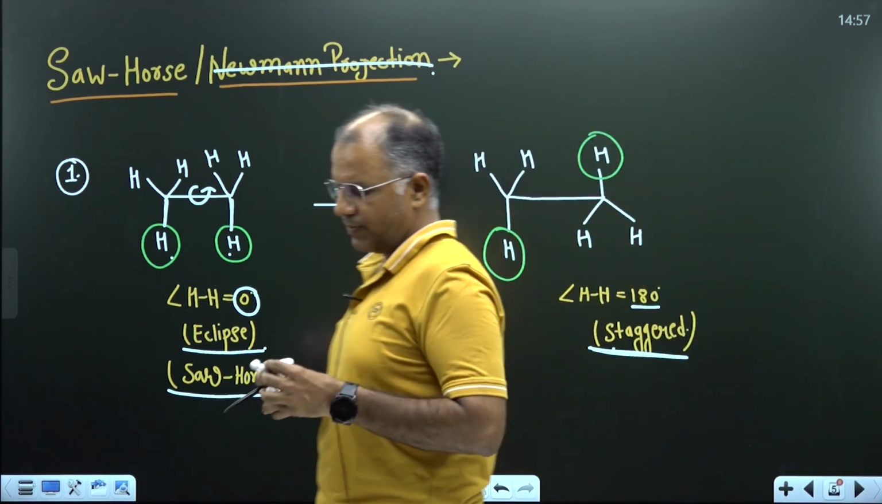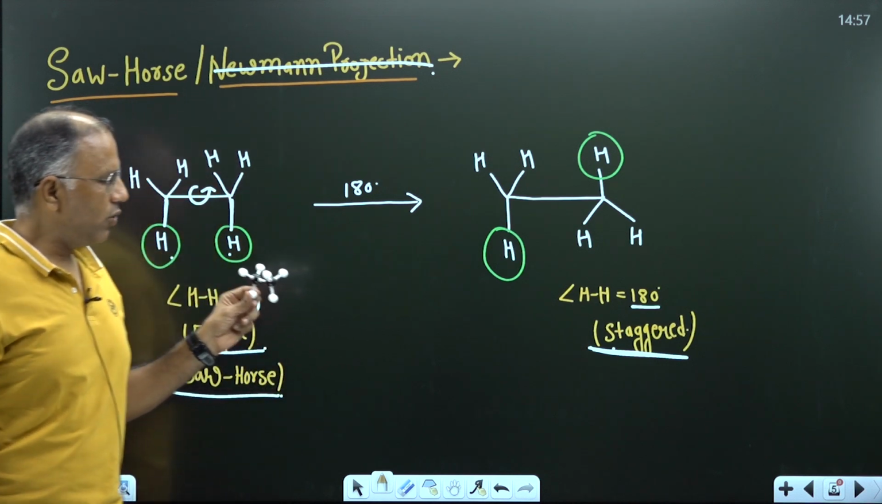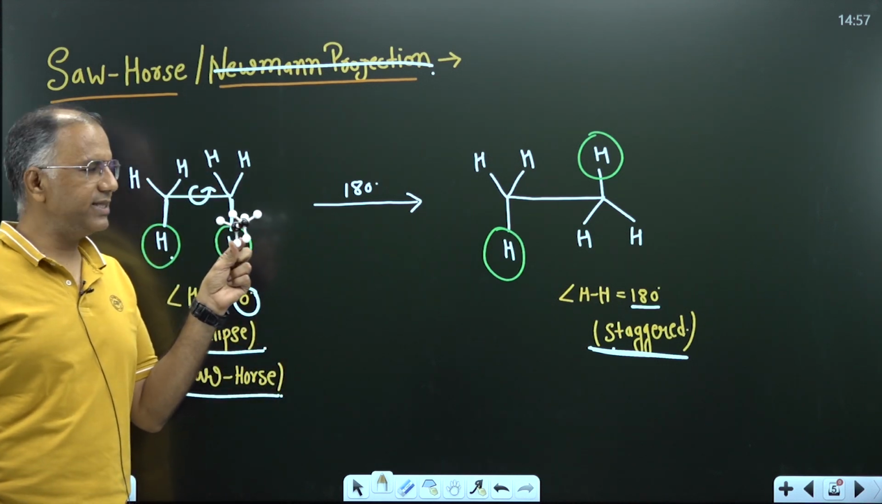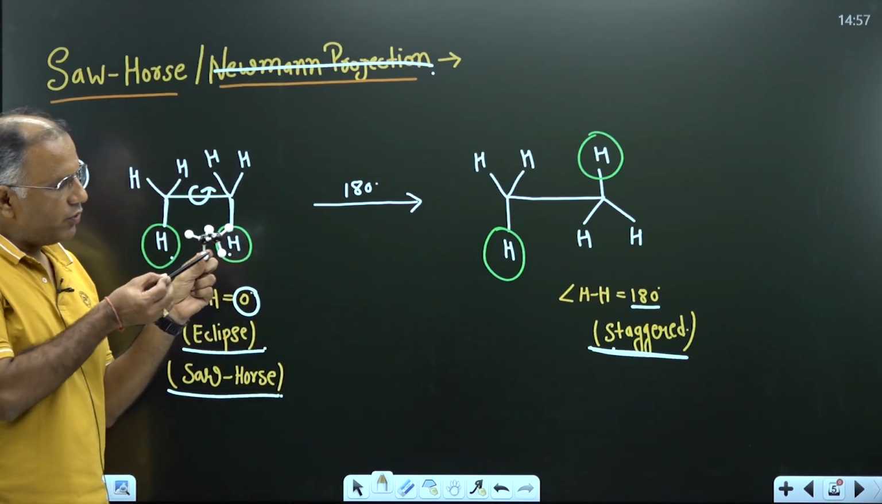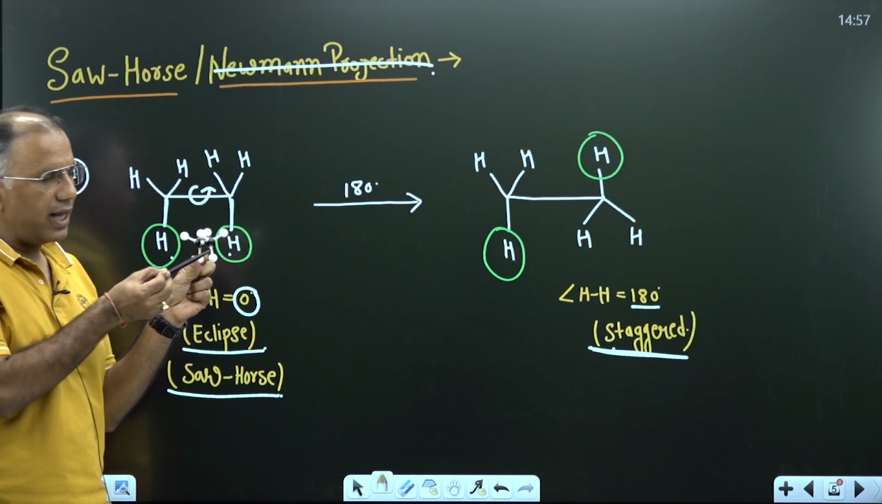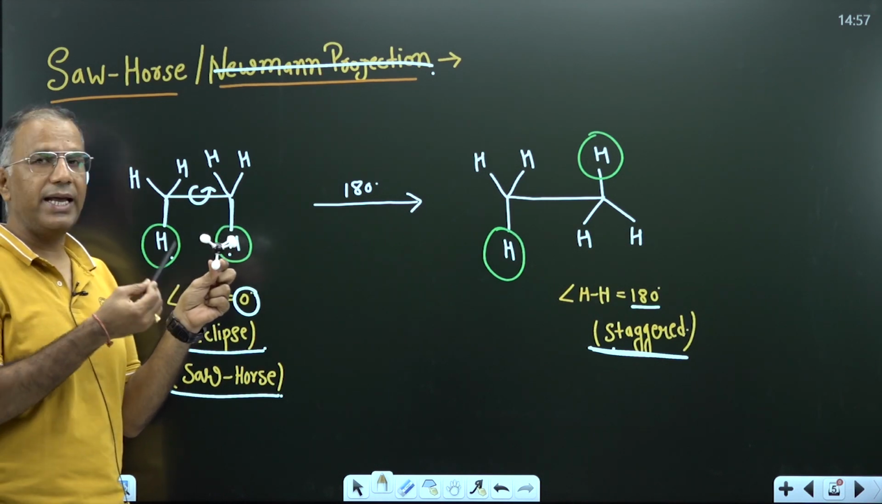Now, I will explain this by model. The molecule of ethane, which is in my left hand, is an eclipsed conformer. As you can see, these hydrogens are parallel to each other. Parallel means they are eclipsing.